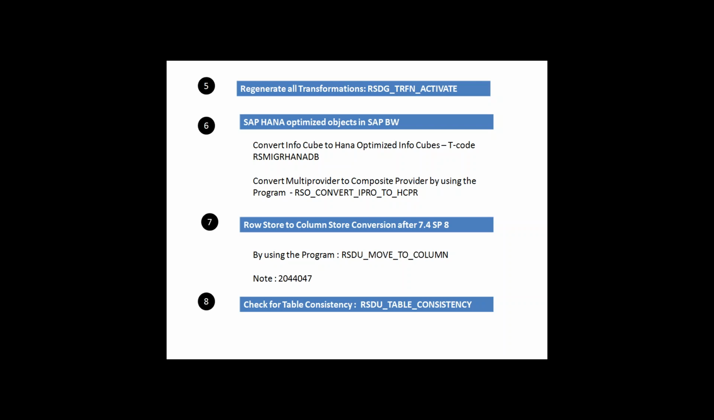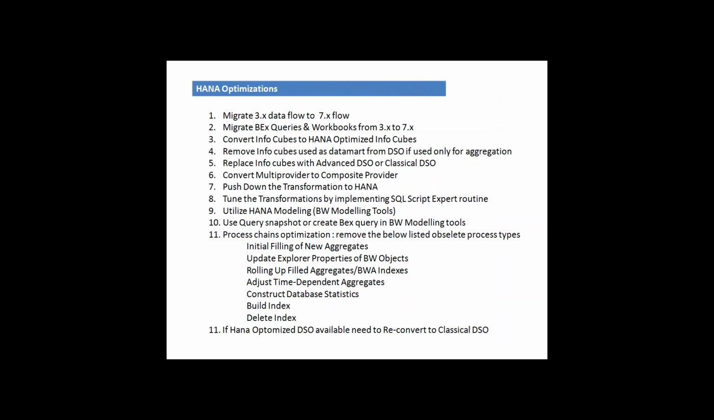That is part of testing you do, and I think a lot of optimizations you carry out, like say migrating 3.x data flow to 7.x, migrating your BEx queries or workbooks from 3.x. How do you migrate a BEx query to 7.x? Just open the query in 7.x query designer, then save it, and it gets migrated. And how to migrate a workbook? You open the 3.x workbook in 7.x. And later, from the migration cockpit, you have a button which can migrate it automatically.